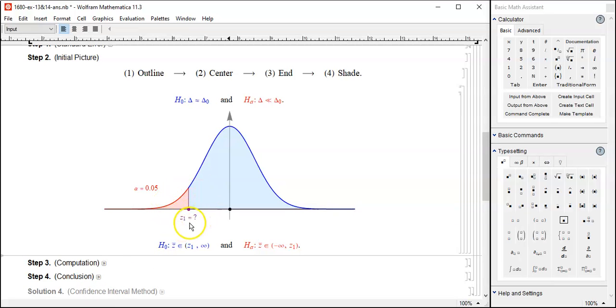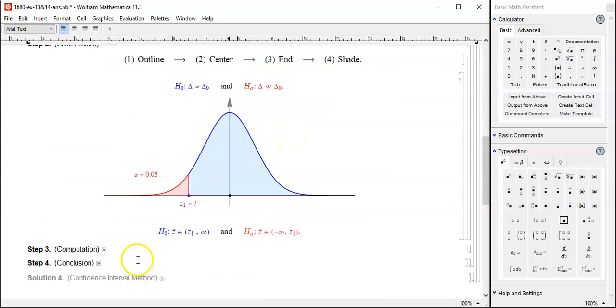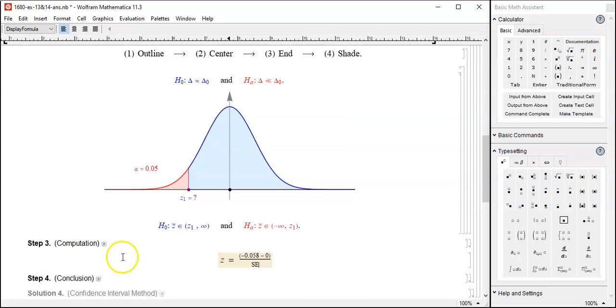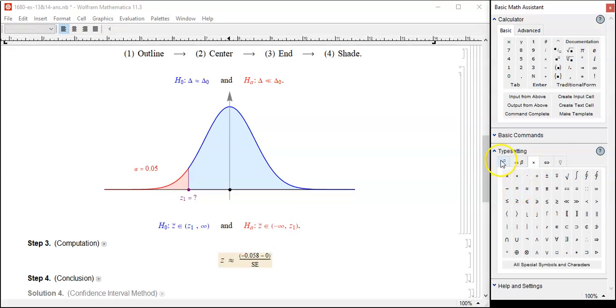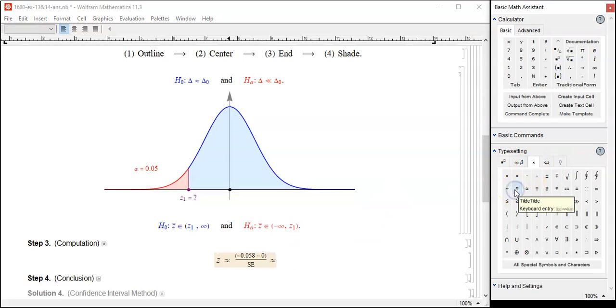Let's find the z-score for this guy, -5.8. So we want the z-score of n minus center over SE, which you calculated in problem 1a. And that's going to give you something.